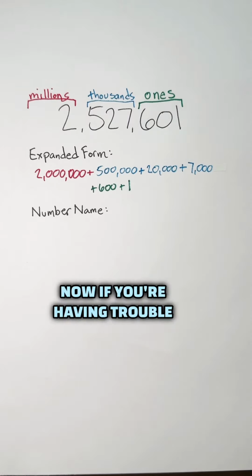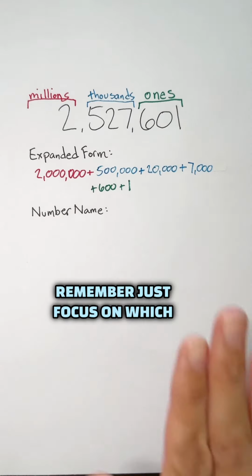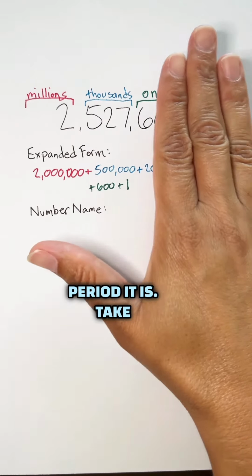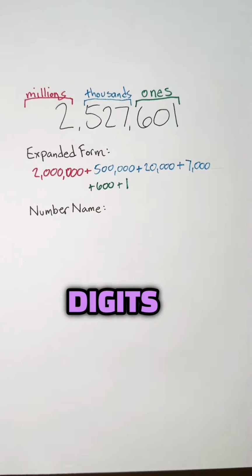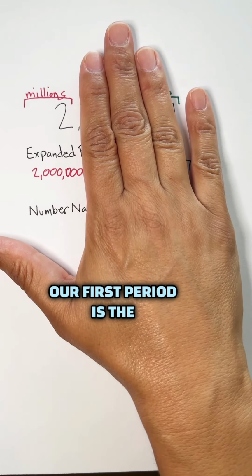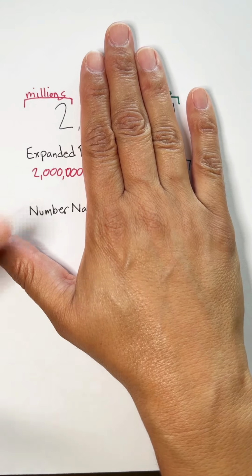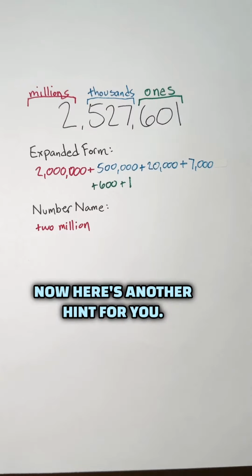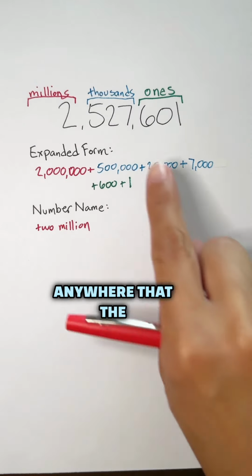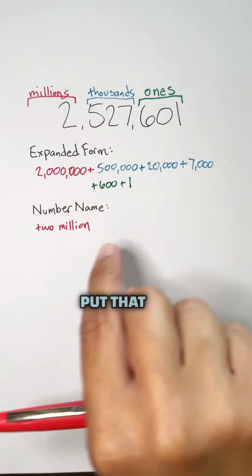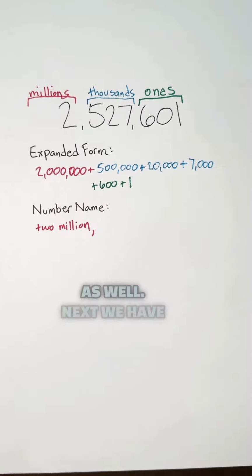Now if you're having trouble with the number name, remember just focus on which period it is. Take 3 digits at a time. So our first period is the millions, and we only have 2 there. Now here's another hint for you. Anywhere that the number has a comma, put that comma into the number name as well.